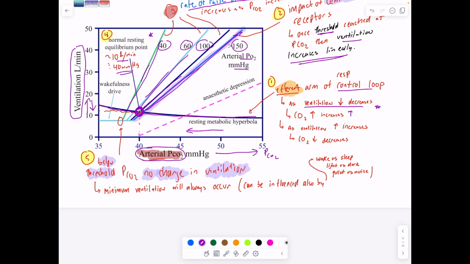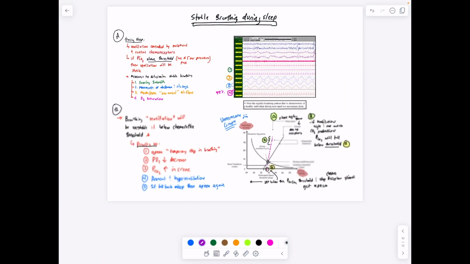There's an important thing to take away from this graph, which is something called the wakefulness drive. If you're awake, you will never get to a ventilation of 0. That is not true if you are asleep. The wakefulness drive will keep you at a minimum ventilation, but if you're asleep, apnea can occur, which is a stop of breathing during sleep itself.